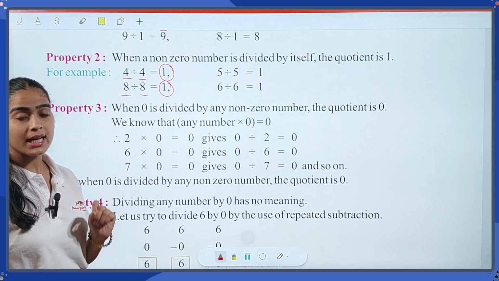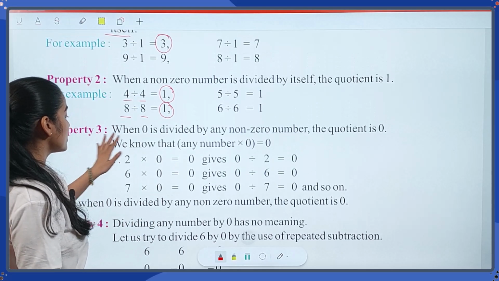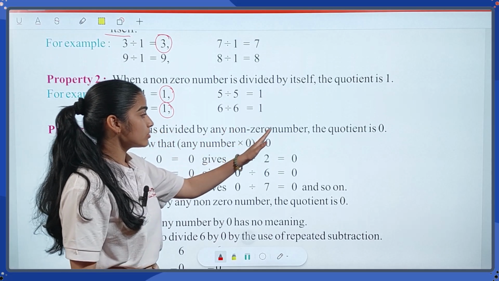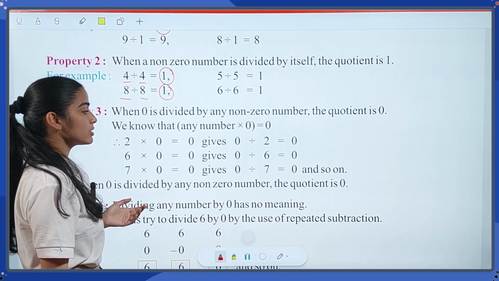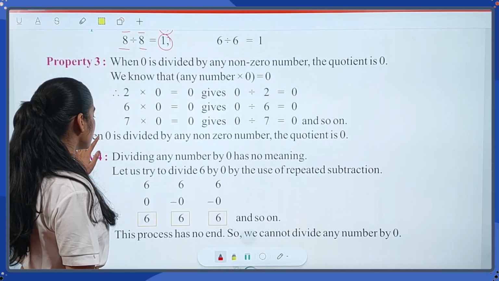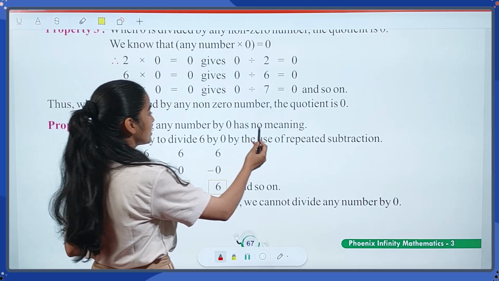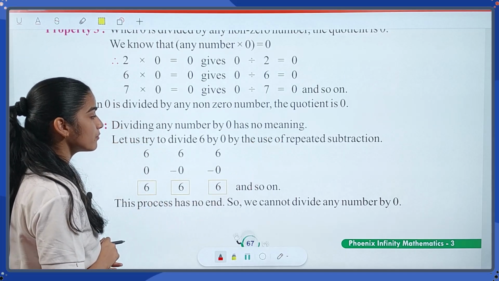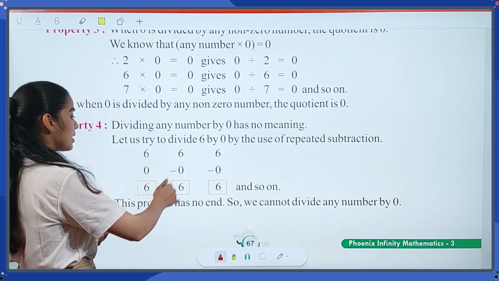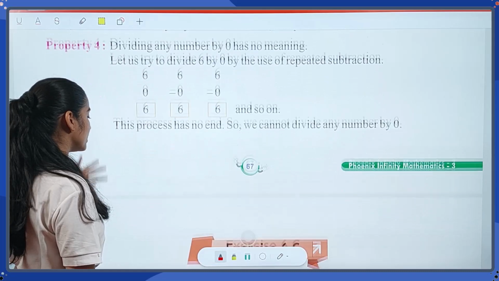When 0 is divided by any non-zero number, the quotient is 0. We know that any number multiplied by 0 is equal to 0. Similarly, the same thing applies here. Now, dividing any number by 0 has no meaning. Let us try to divide 6 by 0 using repeated subtraction. We get the same answer, so it means there is no meaning in dividing any number by 0.